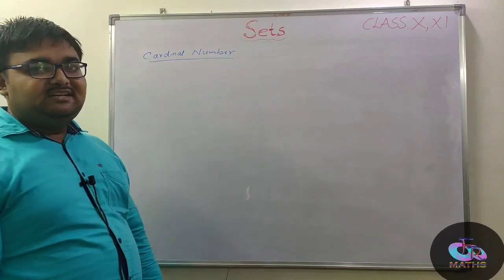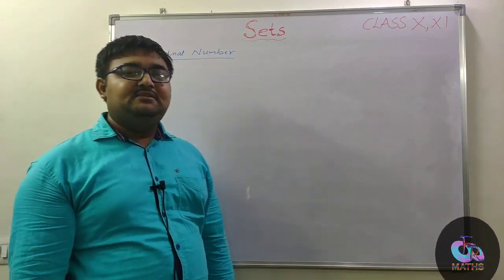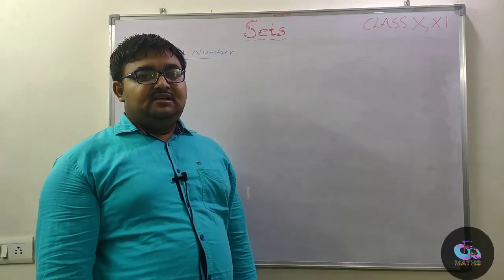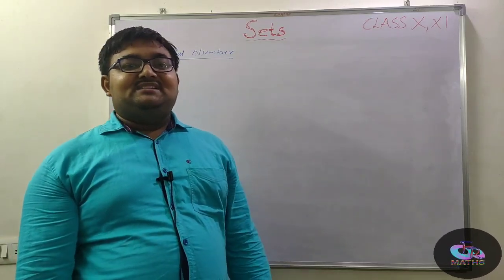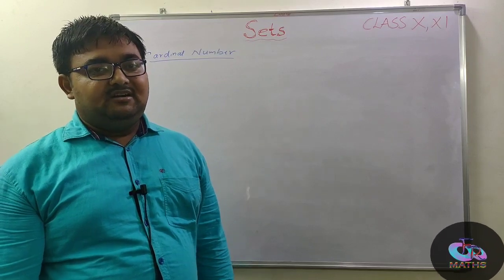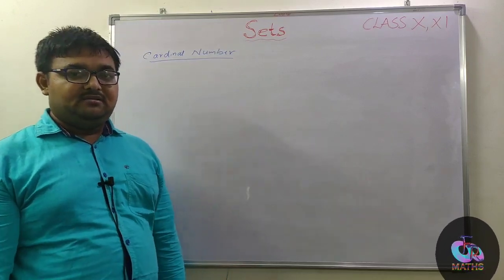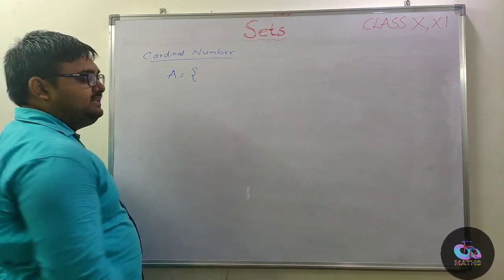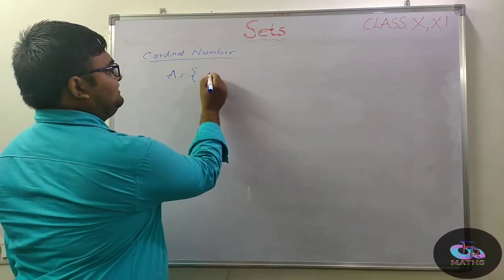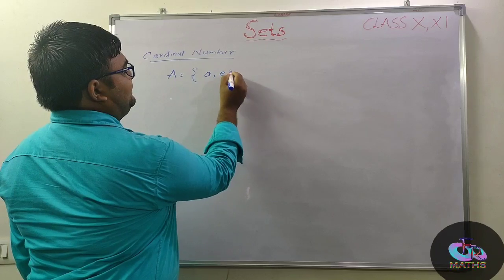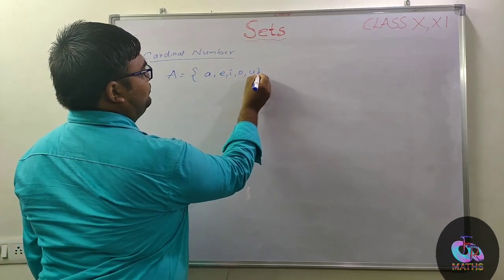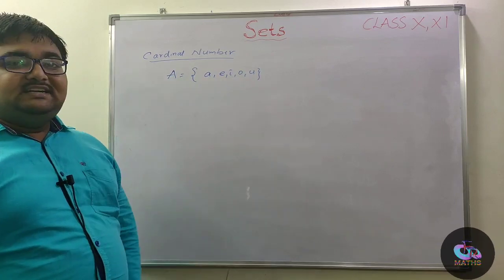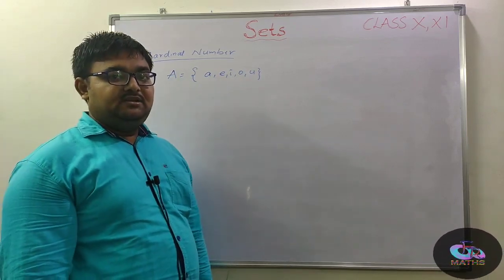So what is meant by a cardinal number? Cardinal number is nothing but the number of elements present in a given set. The number of elements that are present in a given set is called the cardinal number. Suppose I consider a set A which contains the elements A, E, I, O, U. Clearly this set contains 5 elements.